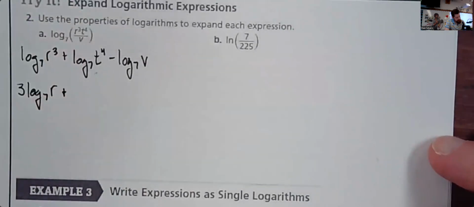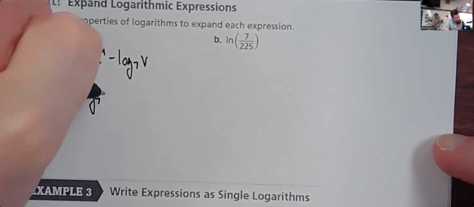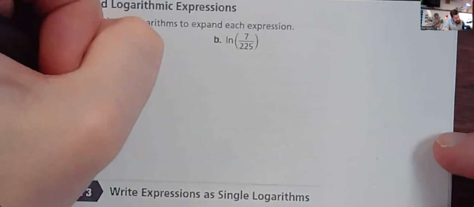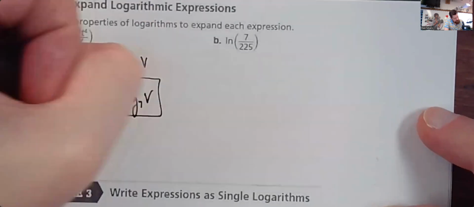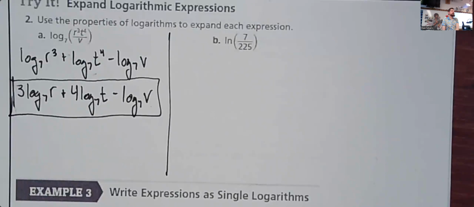Plus, what's the next one? There you go, 4 log 7t minus log 7v, because there was no exponent with that v, so that one stays the same, log 7v. Nice. So, took care of that one.